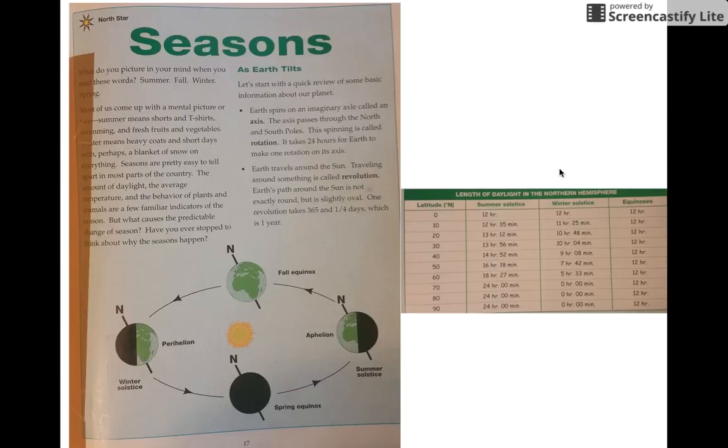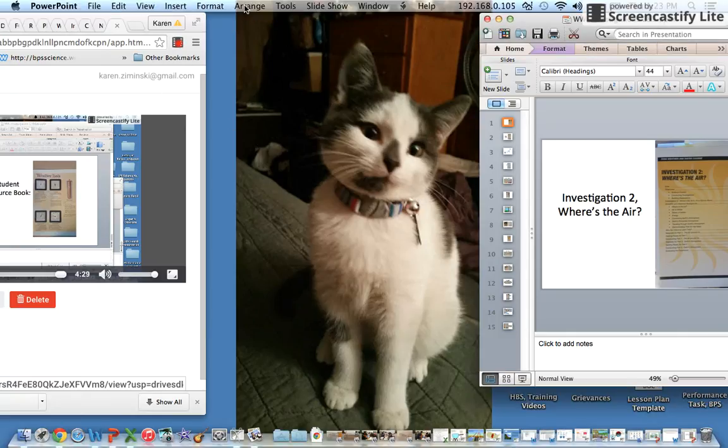And finally, you can tie the unit together with the reading titled Seasons in the student guide. I like to have my kids copy the diagram at the bottom down here into their notebook as well. And it's something that they're going to be looking at again in 8th grade also. And that's it for lessons 2 and 3.